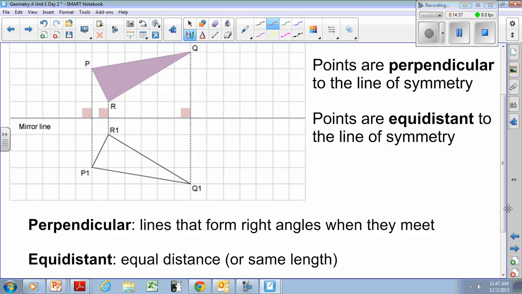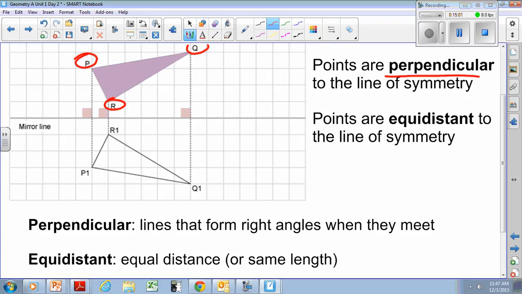Points are perpendicular to the line of symmetry. When you have reflection, ooh, some math words, so you can be smart. The points are indicated by the letters. Each letter represents a point. Point P, point R, point Q. The points are perpendicular. Go ahead and underline perpendicular to the line of symmetry.